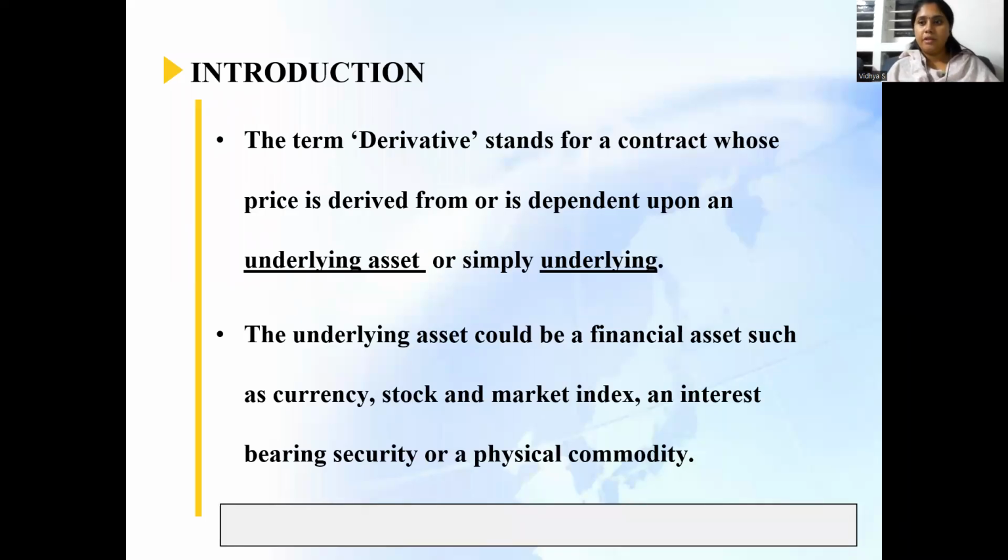Good morning, everybody. Today we'll be learning a new topic called the term derivative. We all know the term derivative stands for the contract whose price is derived from or dependent upon the underlying asset, or simply underlying. Based on the underlying asset, the price is derived, which is where the derivative market plays a corrective role.